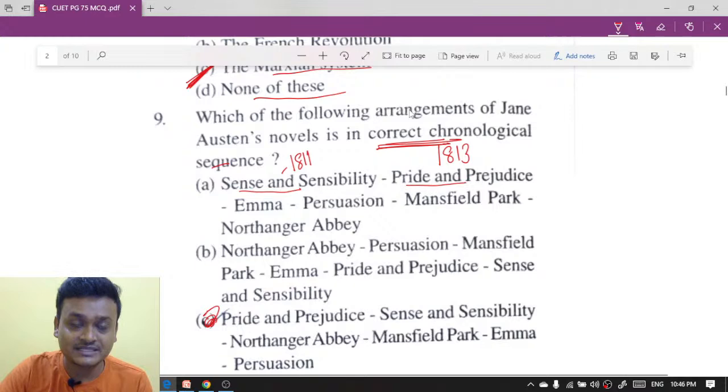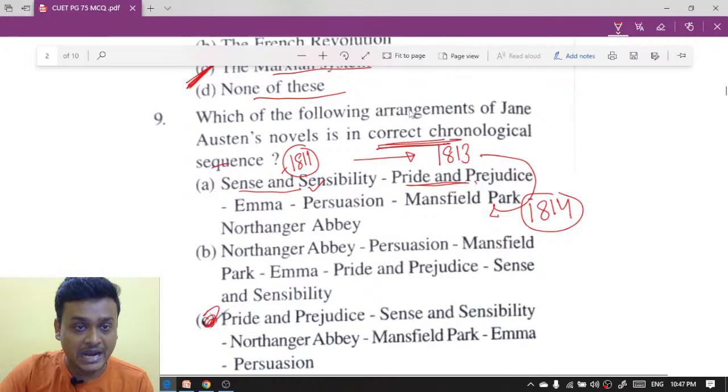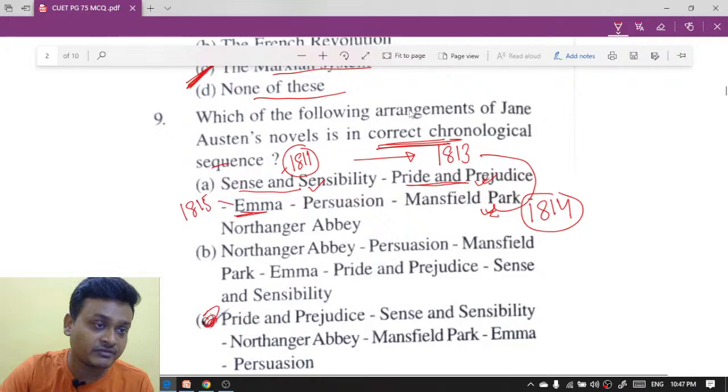So the first novel is Sense and Sensibility, published in 1811. The second novel is Pride and Prejudice, from 1813. Its working title and first title was First Impressions. After 1813 comes Mansfield Park, which came in 1814. Then the novel Emma was published in 1815.